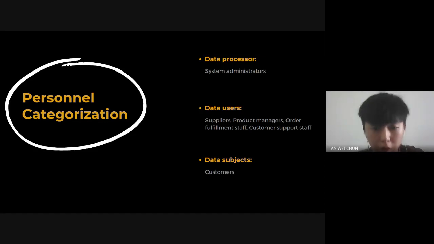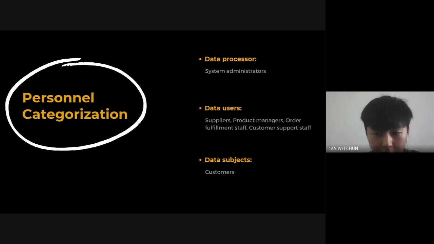So now we are going to look at the personnel categorizations. For the data processor, in this section, the data processor means the person who is responsible for processing or manipulating the data in a computer system or database. For example, the system administrator.